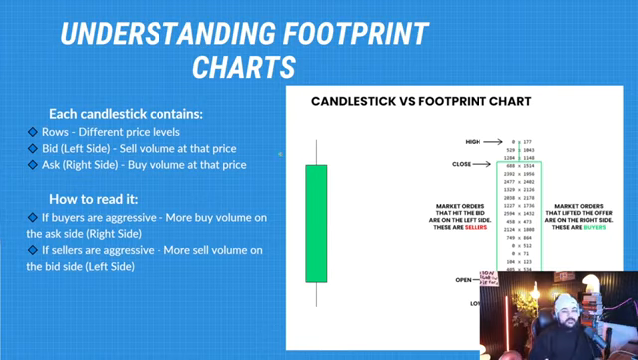So understanding footprint charts is a lot deeper than just seeing the bid and ask at every level. Each candlestick contains rows at different price levels within that candlestick. The bid is on the left side, and the ask is on the right side. So how do you read it? If buyers are aggressive, there's going to be more buy volume on the right side, which is the ask. And if the sellers are aggressive, there's going to be more sell volume on the bid side.